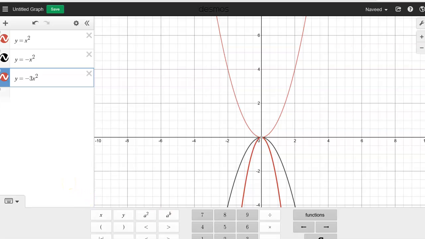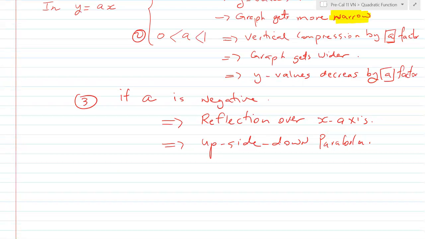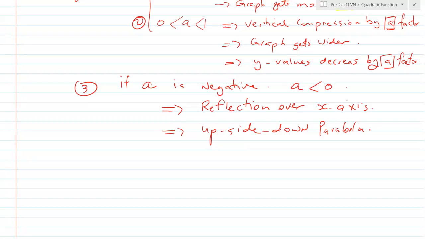Let's go to the notes and put that in. If a is negative, another way of writing it is a less than 0, then a reflection over the x-axis happens, or an upside down graph, however you want to put it. That's what will happen, and that is it for this section.